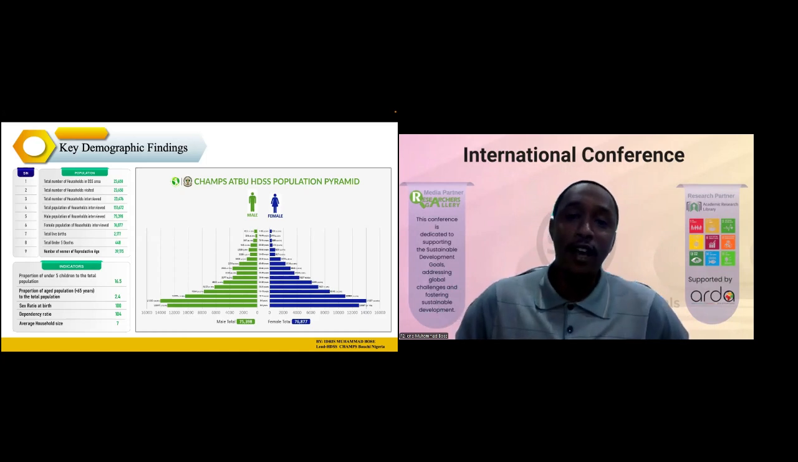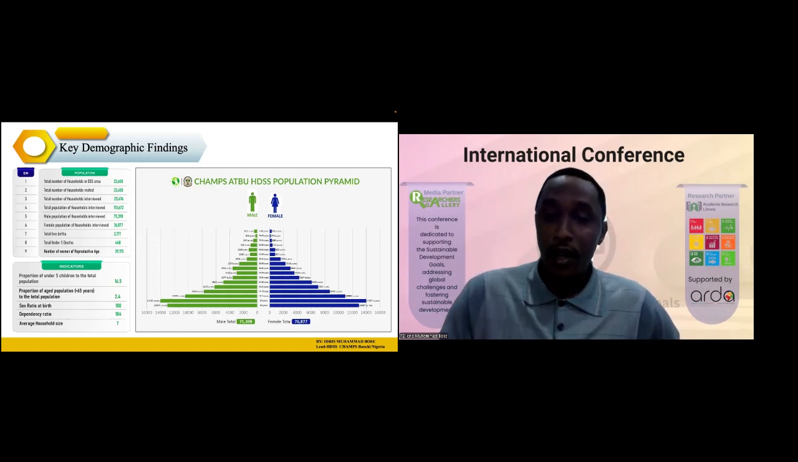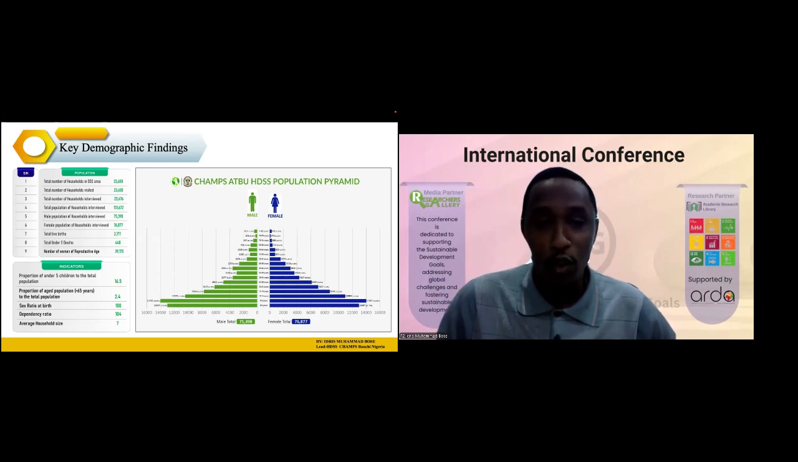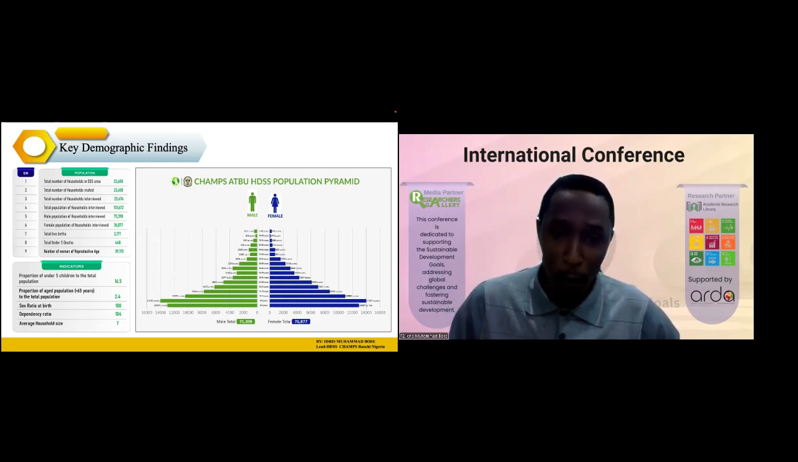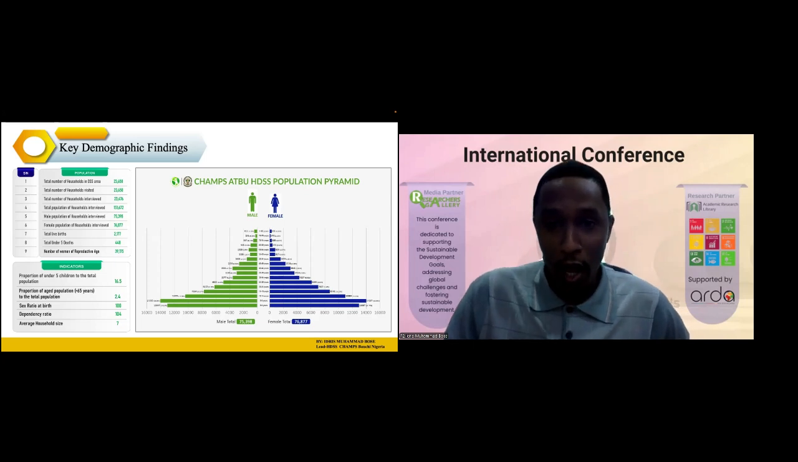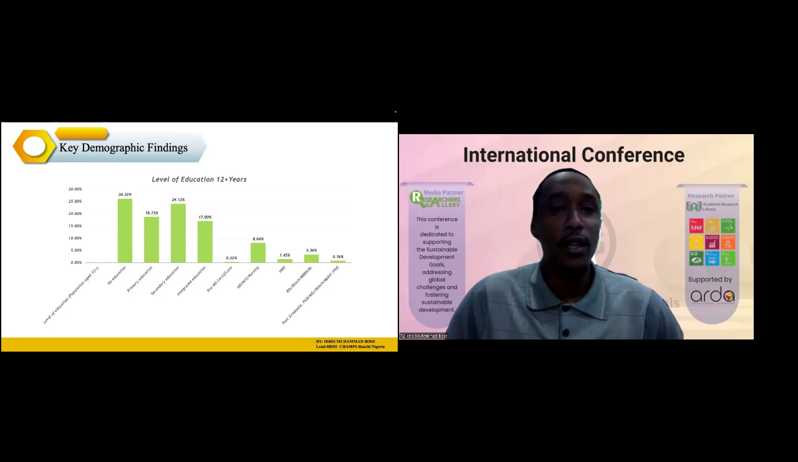From the right-hand side is the population pyramid. As you can see from the base, we have a higher concentration of younger population, constituting about 59% from aged 0 to 15 years.